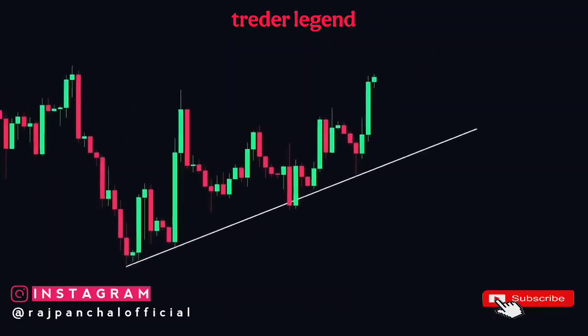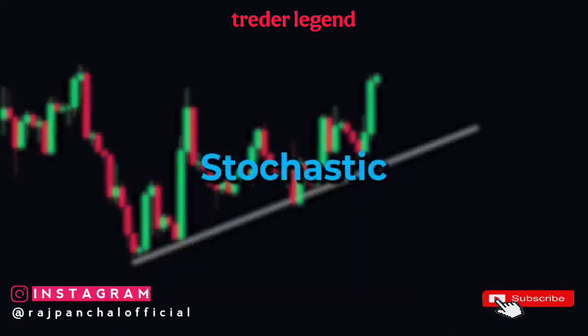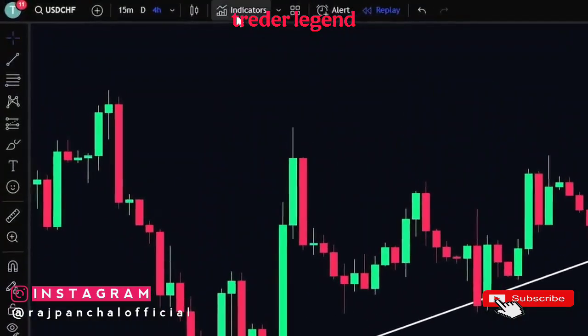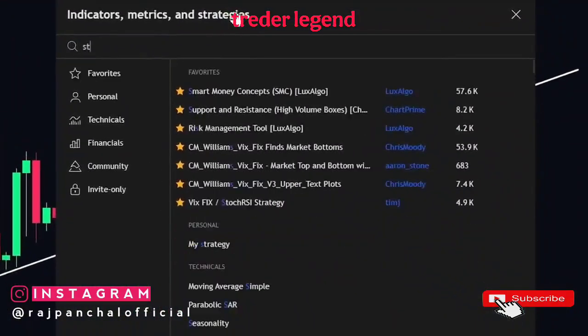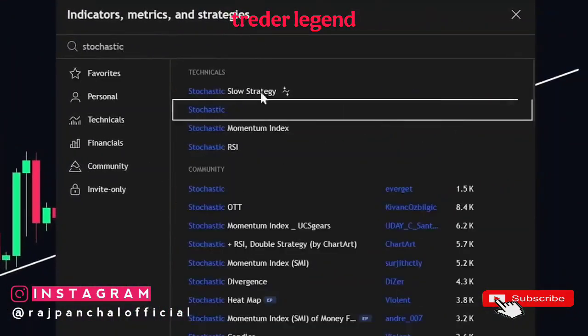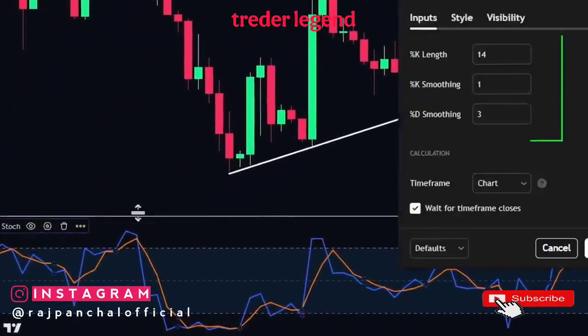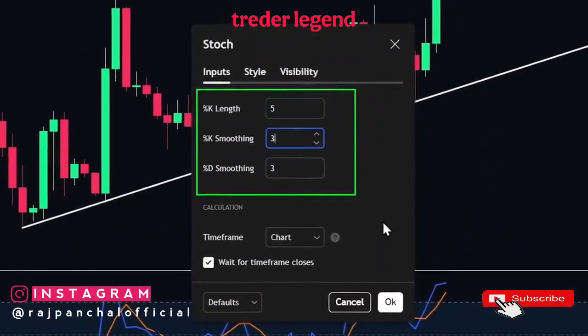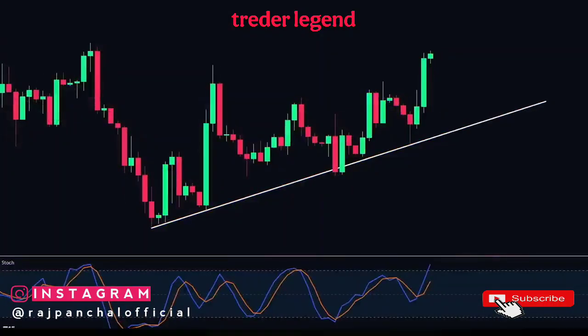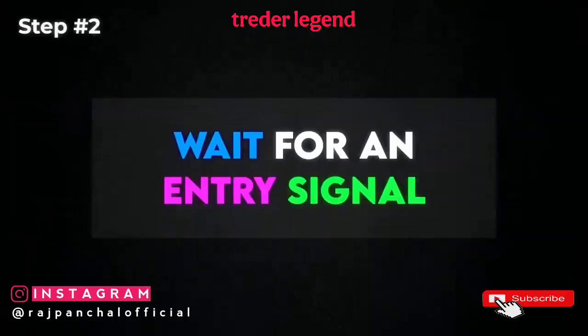Next, I use an indicator called the stochastic. To apply it, go to the indicator section on your charting platform, type in stochastic, click this one to apply it on your chart. Once it's applied, we need to change the settings to the custom settings I normally use. So, go to its settings and just copy these values. This will help the indicator give better signals. Now that all the tools are set, we can start looking for entries.